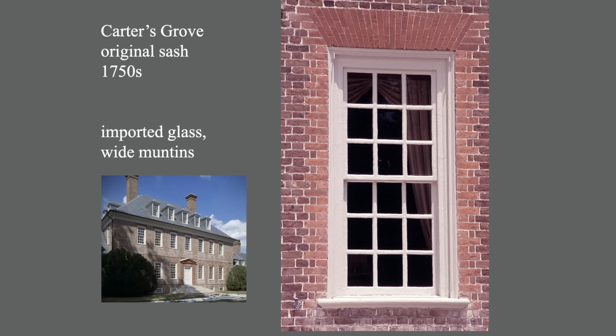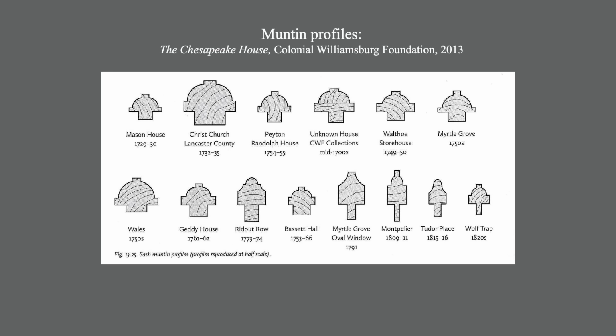Because all window glass in the colonial period was imported and therefore costly and subject to breakage, the panes were held securely with thick muttons. In this chart, we see a variety of mutton profiles and thicknesses used from the 1720s to the 1820s and getting progressively thinner as the quality of window glass improved and became more affordable.